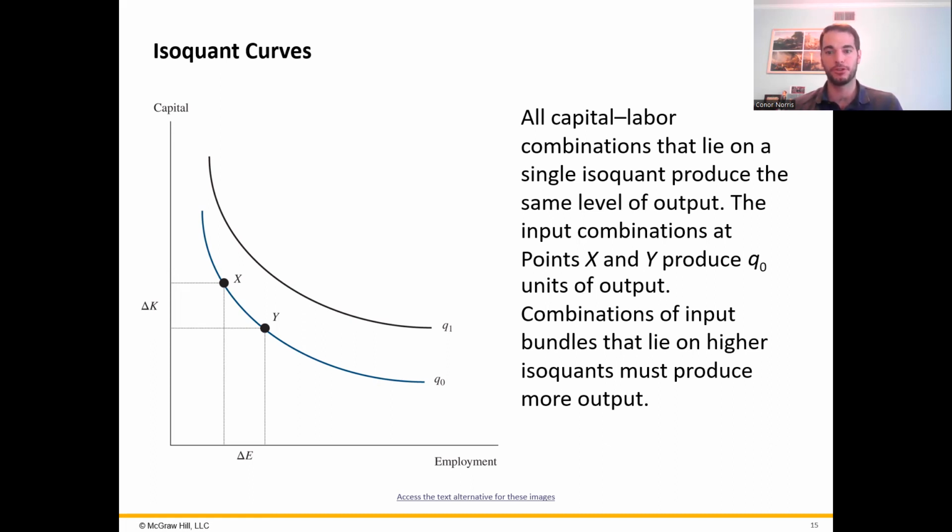Now, isoquants have four familiar properties, which are just like indifference curves. They're downward sloping, they don't intersect, higher isoquants are associated with higher levels of output, and they're convex to the origin. These are just like the characteristics of indifference curves.